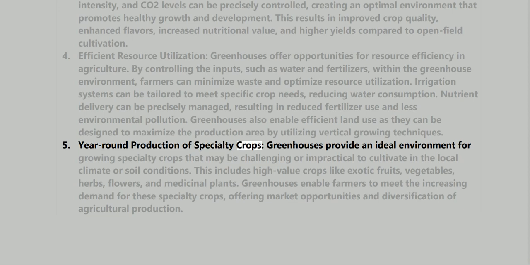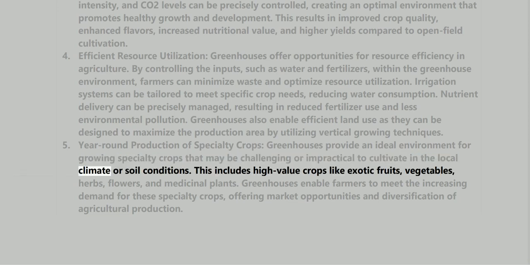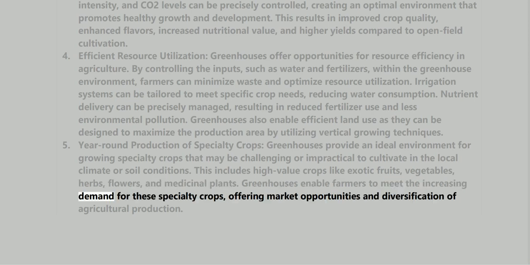5. Year-round production of specialty crops. Greenhouses provide an ideal environment for growing specialty crops that may be challenging or impractical to cultivate in the local climate or soil conditions. This includes high-value crops like exotic fruits, vegetables, herbs, flowers, and medicinal plants. Greenhouses enable farmers to meet the increasing demand for these specialty crops, offering market opportunities and diversification of agricultural production.